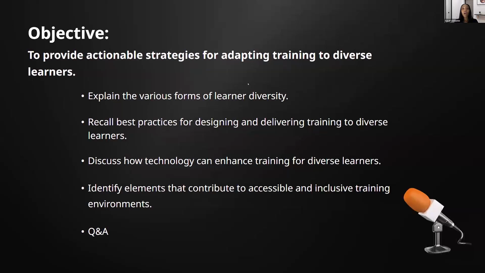All right, so what's our objective for today? It's on the screen. I'll be providing actionable strategies for adapting training to diverse learners within different contexts, be it in the classroom or online. In more granular terms, I will try to explain the different forms of learner diversity that we have. We'll try to recollect amongst ourselves some best practices for designing and delivering training to diverse learners. I say the word recall because these are things that we are aware of, but we just don't practice. So it's going to be more of a refresher to some of us on this call.